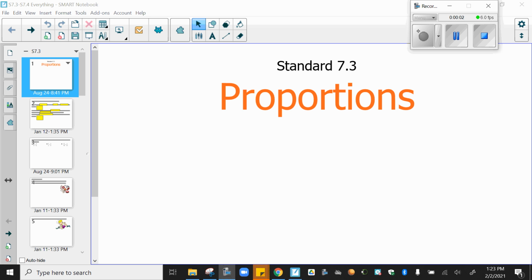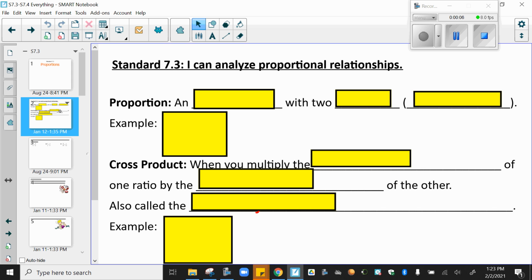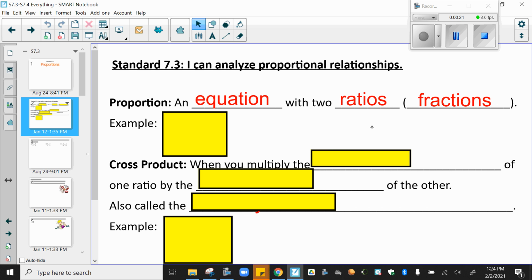Hello, here's standard 7.3. All right, proportions. So standard 7.3, I can analyze proportional relationships. Let's define. Proportion is an equation, right? An equation, so the equal sign, with two ratios in fraction form, right?